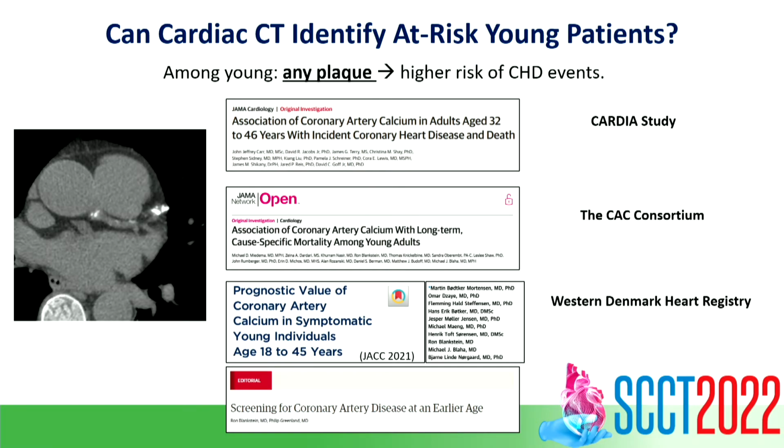But here we are at SCCT, and I think the first question that often we ask is, can cardiac CT identify at-risk young individuals? I just started sharing with you information that a lot of patients can have an MI at a young age. Can we use CT to identify them? And the answer is yes, if we can find plaque. And in fact, multiple population studies have shown that the presence of any plaque in young individuals is associated with a higher event rate. So if you're looking at any scan, someone who's young who has plaque, that should always set up a red flag.